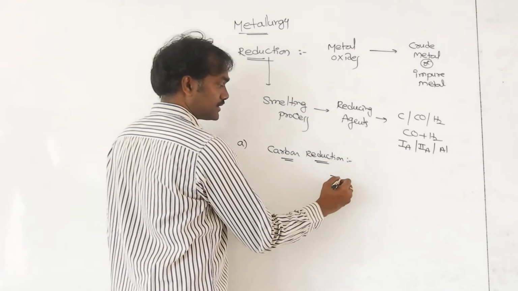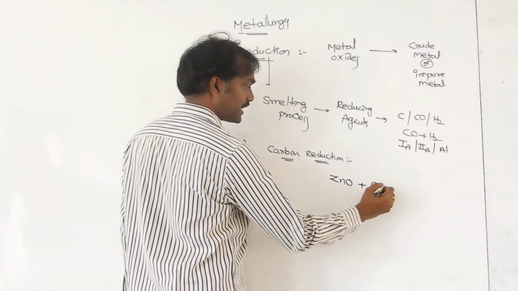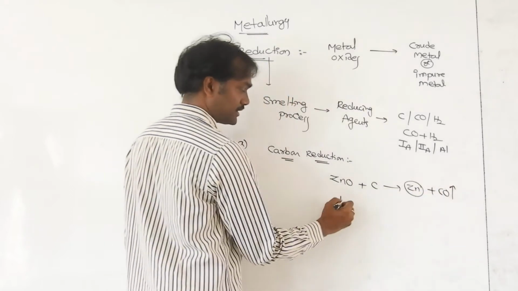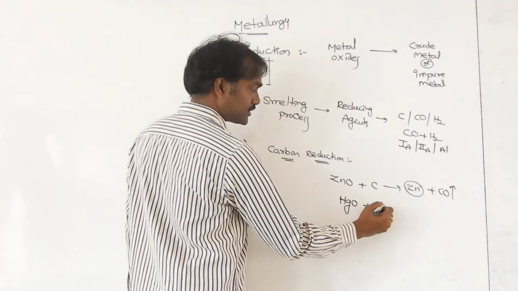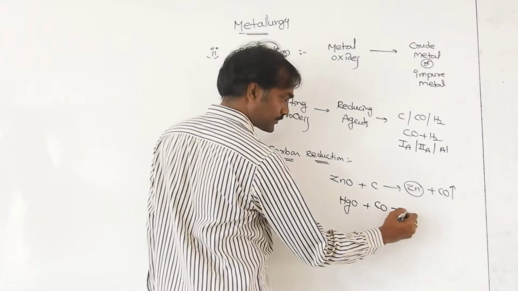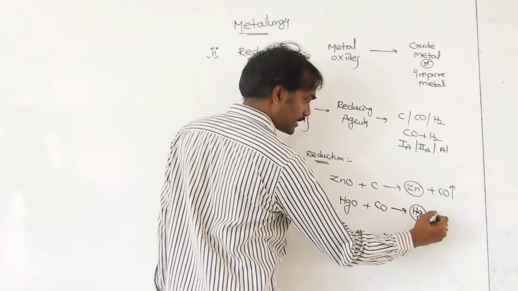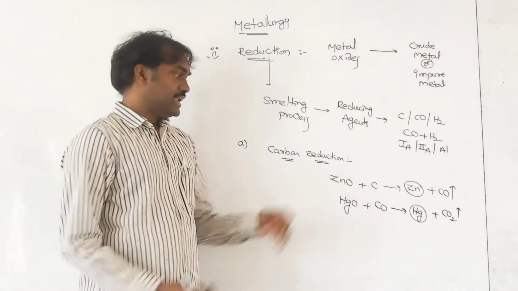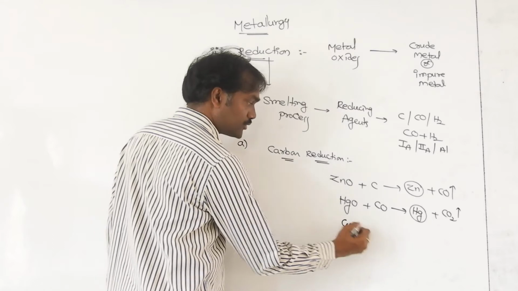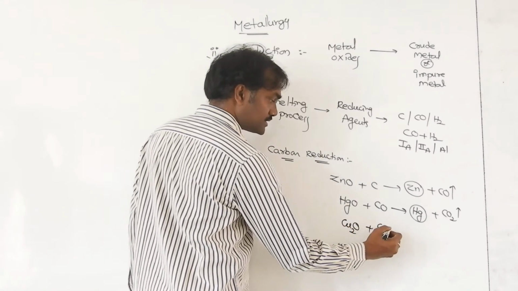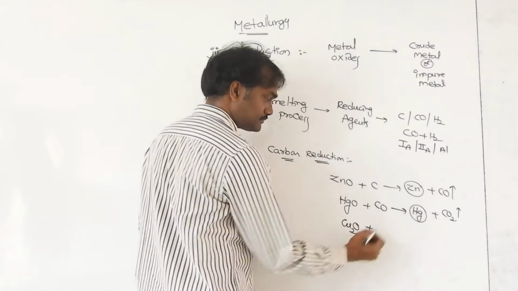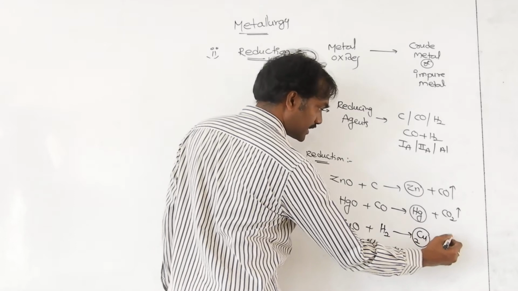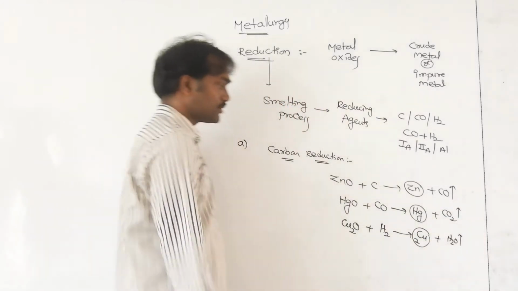Suppose we see the reduction with carbon or carbon compounds. You take zinc oxide. Zinc oxide reacted with carbon, you get zinc, and carbon monoxide goes outside. Mercury oxide treated with carbon monoxide, you get mercury separated, and carbon dioxide goes outside. All oxides, Cu2O, react with CO plus H2. Hydrogen gas you take, so CO2 comes outside, and H2O water vapor goes outside.